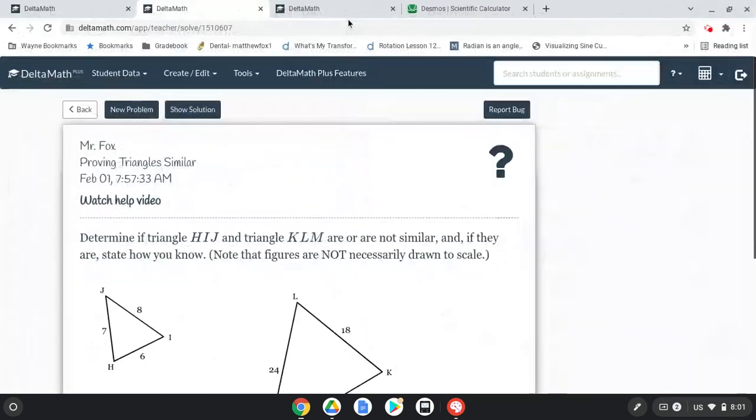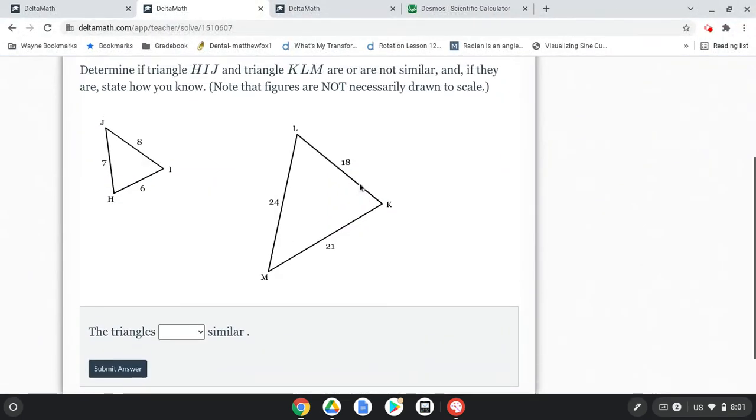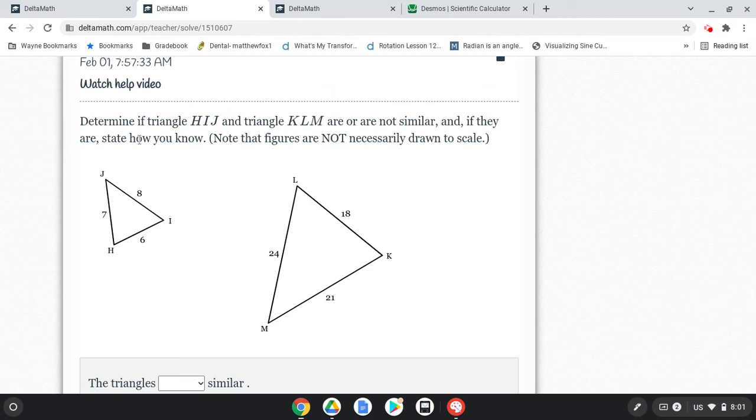All right, the second one, we won't need scrap paper for. So we are determining if these triangles, HIJ and triangle KLM, are or are not similar. And if they are, state how you know. And keep in mind the figures aren't drawn to scale, it says. If we look here, we have 3 sides. So the only way they would be similar is if it's by side, side, side. Our other 2 ways to show similarity are side, angle, and angle, angle. And we don't have any angles, so it can't be either of those.